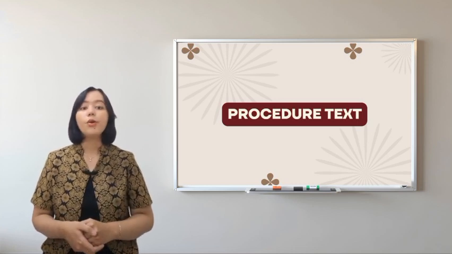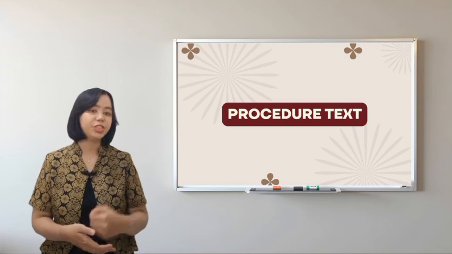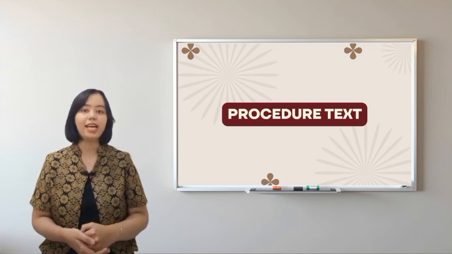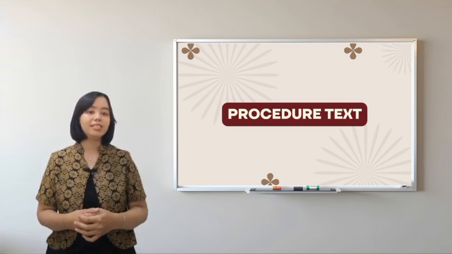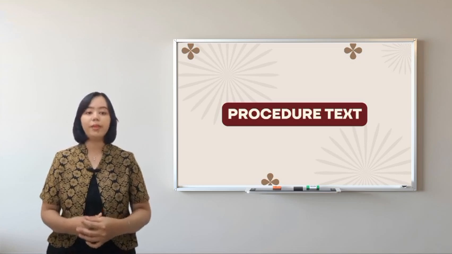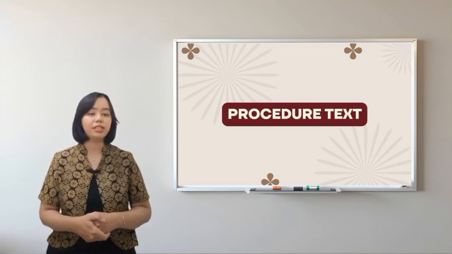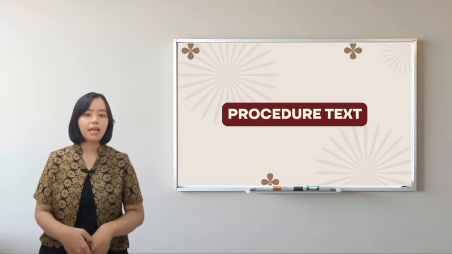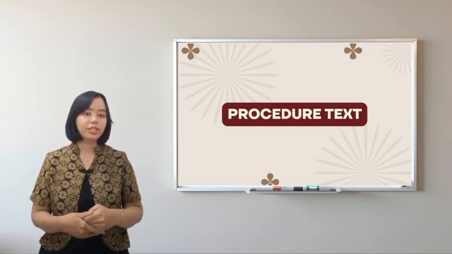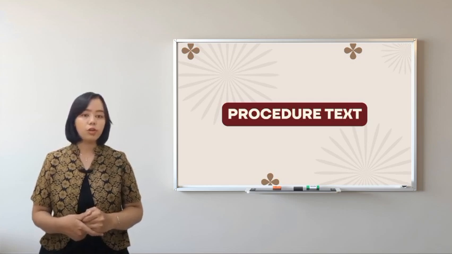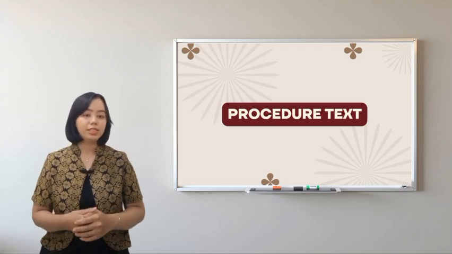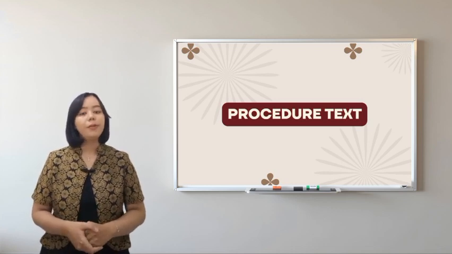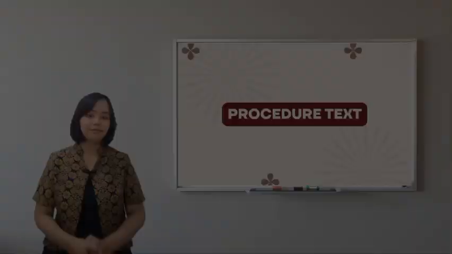So today, we will learn how to explain hotel procedure in English, especially at the front office. By the end of the lesson, you will be able to understand procedure text and how to apply this skill in a real hospitality situation. This skill is not only for school assessment. This is a core competency expected in hotels, restaurants, and tourism services. So, please pay attention to this lesson.